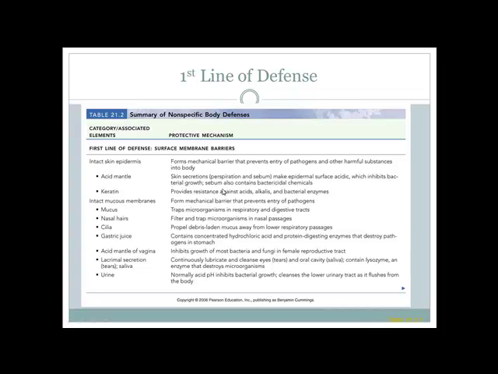Also on your skin, we're going to have an acid mantle. Your perspiration and sebum make a slightly acidic environment, and it helps to inhibit bacterial growth. And then you have keratin, which is resistant against acids, alkalis, and bacterial enzymes. So it protects you so the bacteria cannot penetrate through your skin.